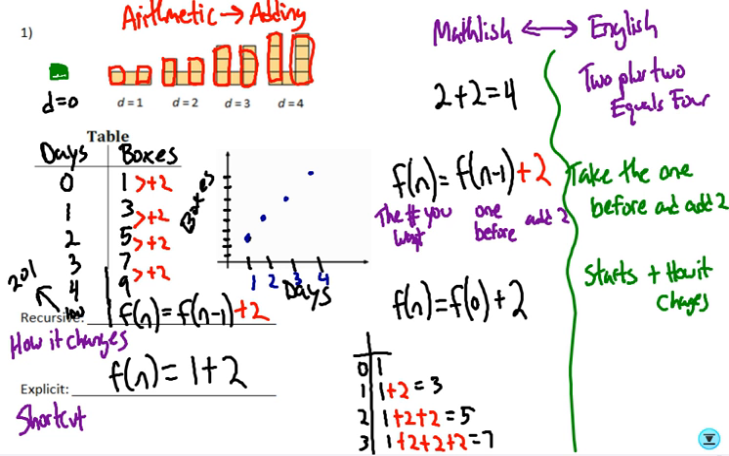So what we're going to use then as a variable is 2n. And you can check to see if that works. Plug it in. On the 4th day, I have 9 boxes. So 2 times 4 is 8. 8 plus 1 is 9. Okay, that works. 3rd day, there were 7 boxes. 2 times 3 is 6. 6 plus 1 is 7. So it checks out. So the explicit is a shortcut that lets me know how to find any one.